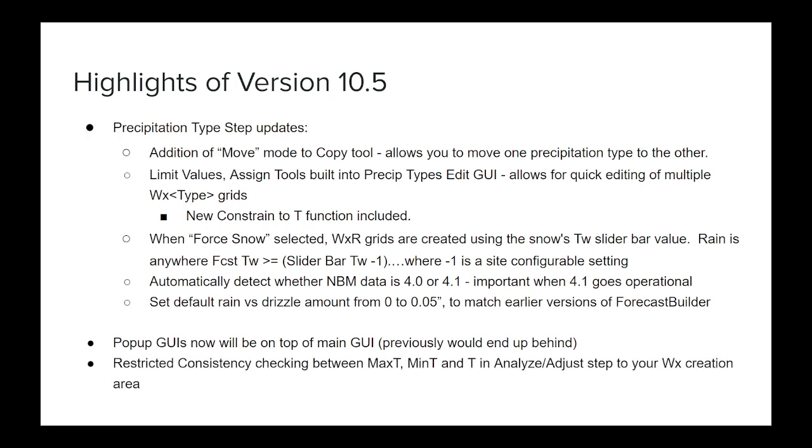If you recall the consistency checking that occurs between the max T, min T, and T, in the event that you have a significant departure between them in that Analyze Adjust step, it was for the bigger changes, say if there were more like 20 points where you had greater than 3.5 degrees, and you get this orange shade in, that would be restricted to your weather creation area. But now the whole consistency checking is just your weather creation area. So basically, if you see this come up, it's something in your area that weather grids get created for.